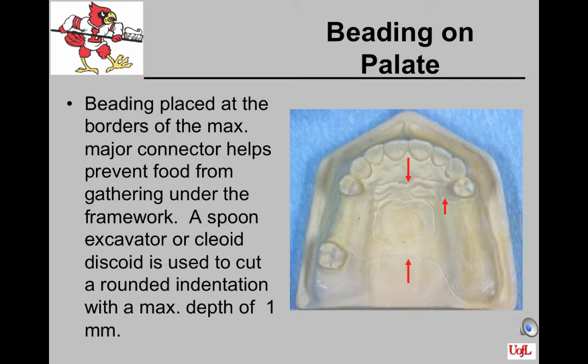We do place beading along the borders of the major connector to prevent food from getting under the framework. This is produced by placing a groove using a spoon excavator or a small cleoid-discoid. We cut a rounded indentation along the borders of the major connector, including the area where we dip down on the lingual of the premolar. It is cut about 1 millimeter in depth. The end result will be a little positive bead around the inside of the RPD maxillary framework that helps prevent impaction of food.